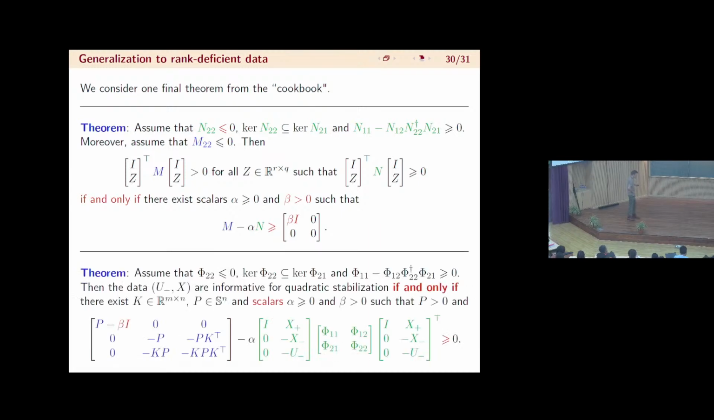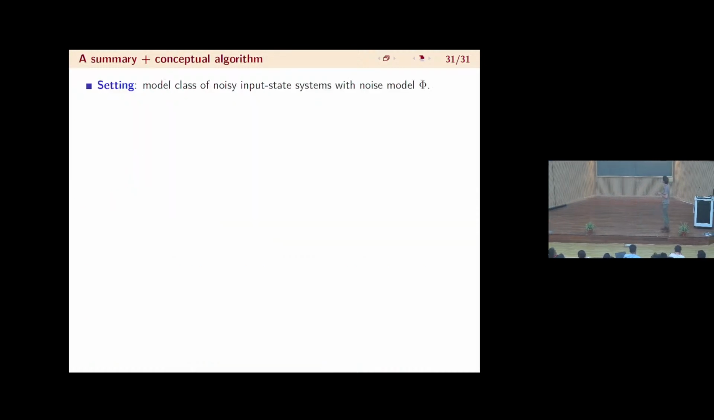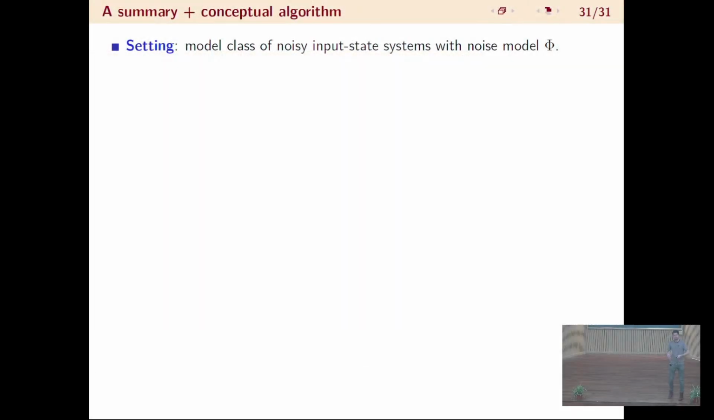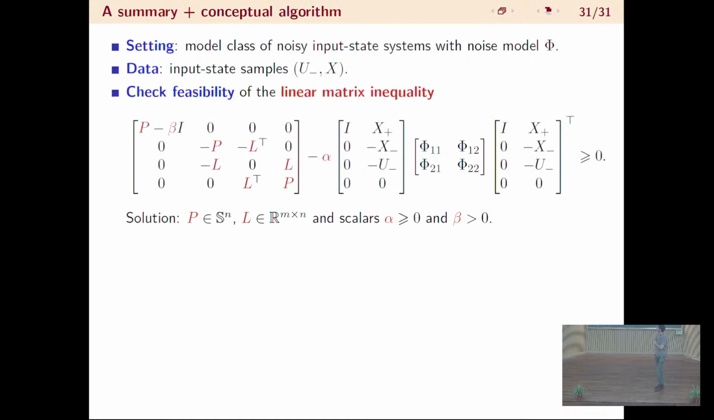I then just want to wrap up and summarize today's lecture. What I'll do is present a kind of conceptual algorithm. Imagine that you collect noisy data from some input state system. You have this noise model captured by this matrix phi, and you want to construct a controller from this data. What do you do? Well, again, we consider this model class of noisy input state systems with noise model phi. I collect data. Data consists of samples of the input, u minus, and samples of the state, x. The first thing to do is to check feasibility of this linear matrix inequality.